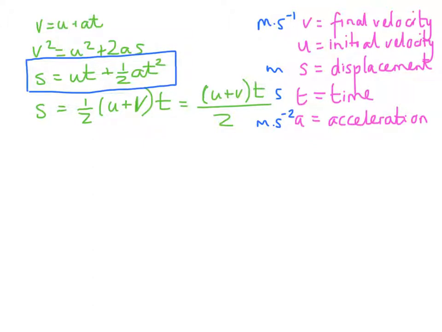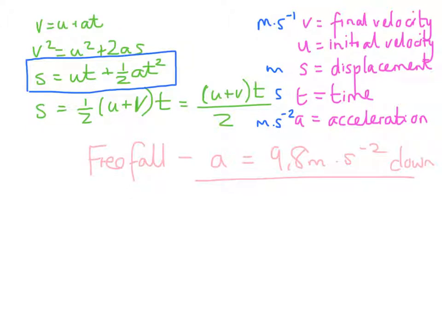Don't forget that if an object is in free fall, then acceleration is always 9,8 meters per second squared downwards. Don't forget that direction is always important in the equations of motion, and that you get those right. Sometimes you get given information in kilometers per hour, and you will recall that you know exactly how to change that into meters per second, and you're going to often need to do that with an equation of motion.